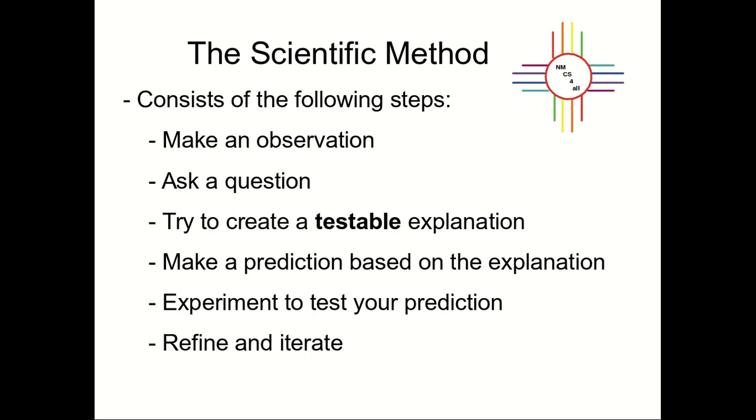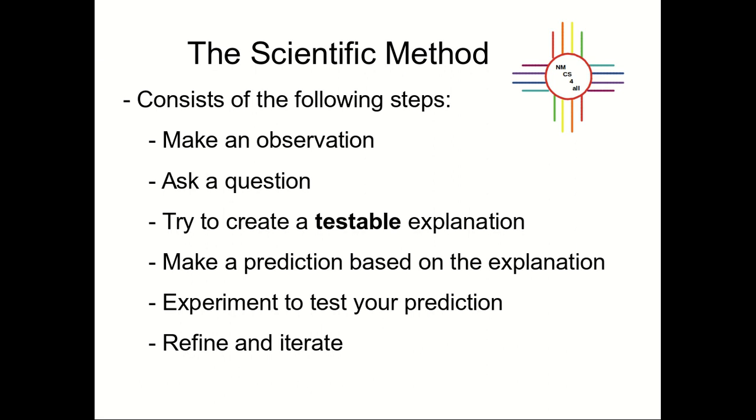Finally, here are some facts about the scientific method. It is a way of asking questions and trying to answer them. To do this, it must follow a series of steps. First, we make an observation about something. Then we ask a question about what we observed. Next, we try to create a testable explanation, also called a hypothesis. We make a prediction based on the hypothesis.